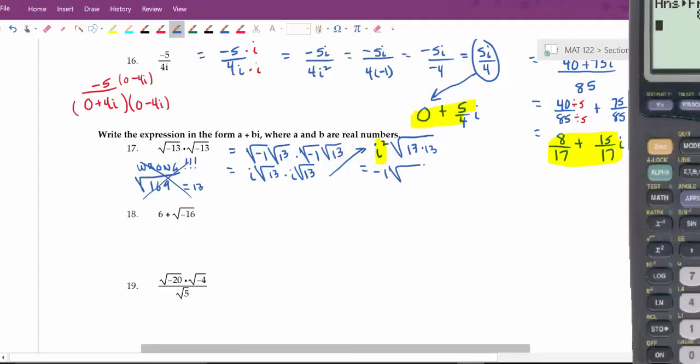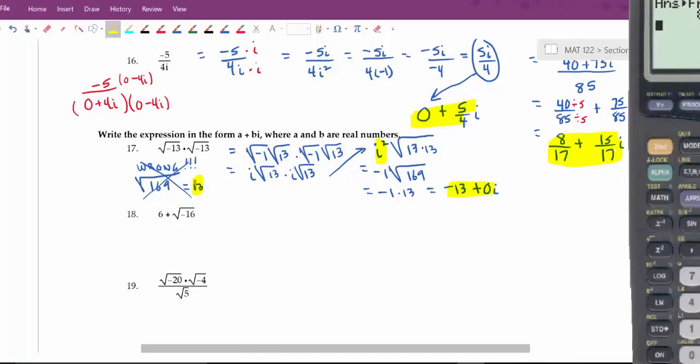And then if you're doing the square root of 169, you're going to get -1 times 13. So you get -13. So the answer to the problem would be -13 plus 0i. So notice you have a negative answer, not a positive answer. So what you're doing is you're taking two imaginary numbers and multiplying them together, and then you're getting a negative number.